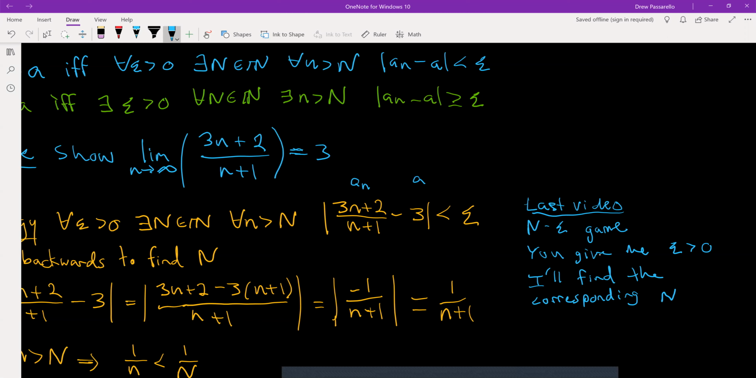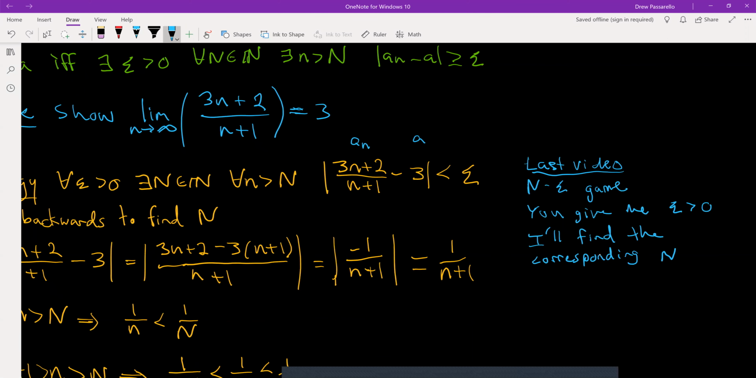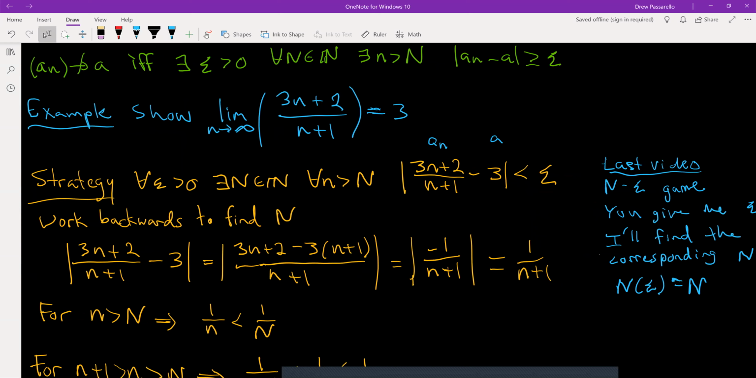I was labeling it as N of epsilon, in parentheses, but I'm just going to write it as capital N. So our objective is to work backwards and find the correct index value for capital N, such that for all the other indices beyond capital N, we get the terms to be within the distance of epsilon of the limit.